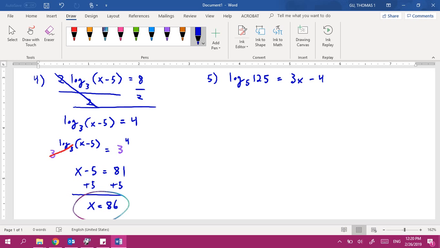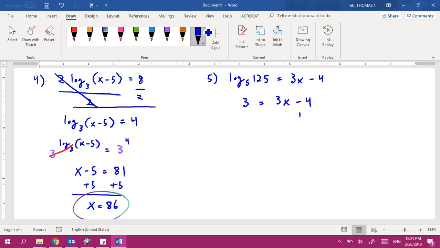That means that you can actually find out what that log equals. Log base 5 of 125 is a number, right? What is that number? 3. Very good. How did you get that? Because 5 cubed, the 3, is 125. So 3 equals 3x minus 4. Now can you finish solving this one?